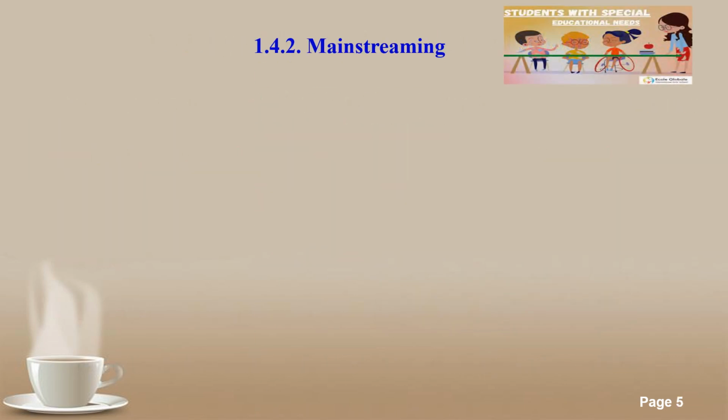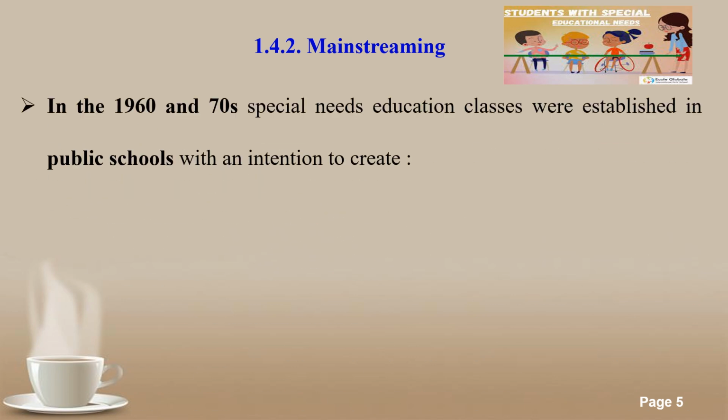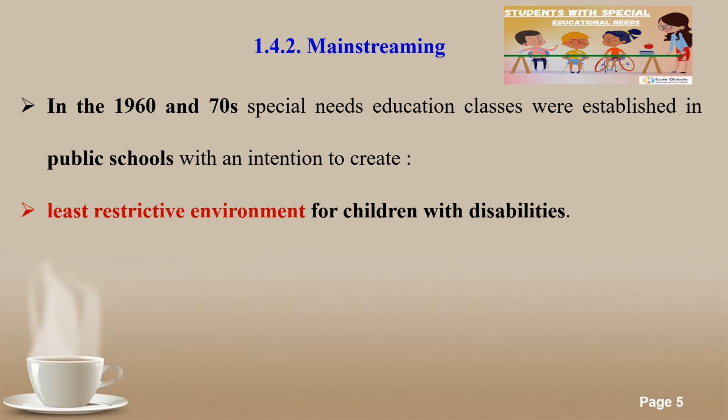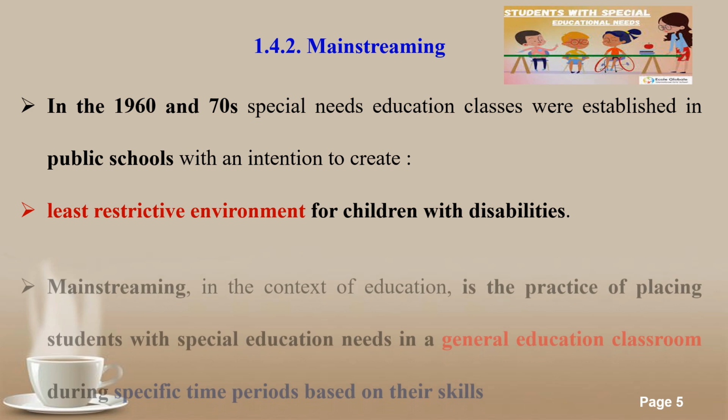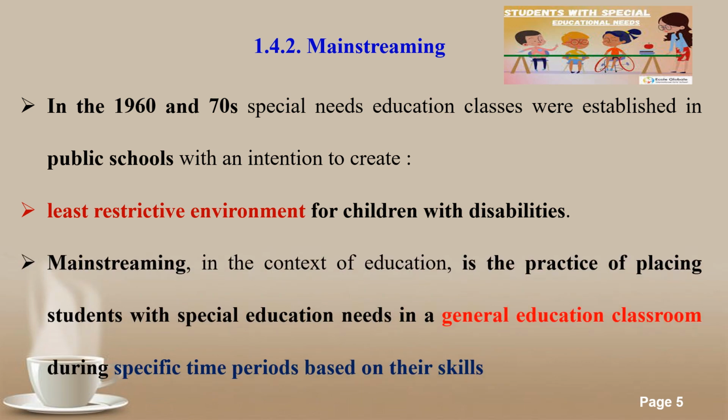The second one is mainstreaming or public schools. Mainstreaming schools, in 1960 up to 1970, these specialized education classes were established in public schools with the intention to create the least restrictive environment for children with disability. This mainstreaming is in the context of education.